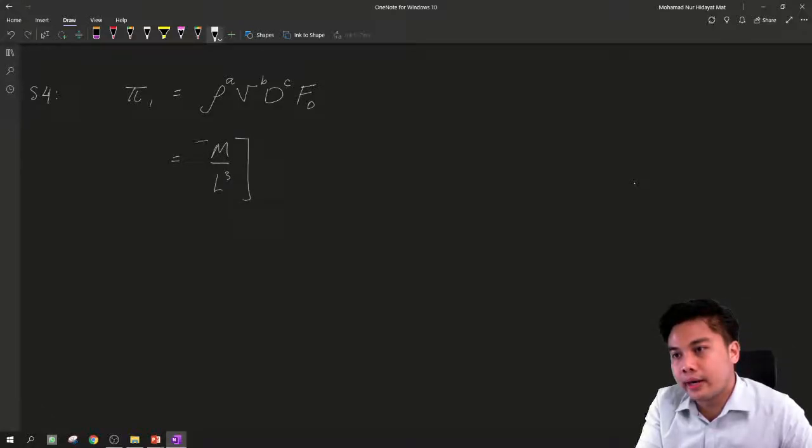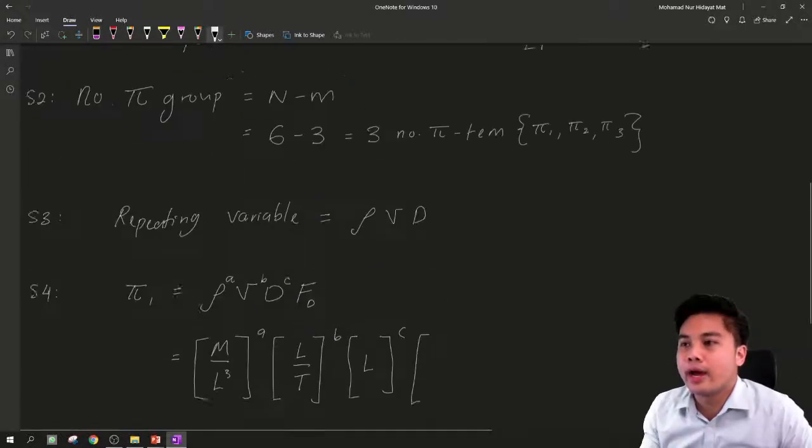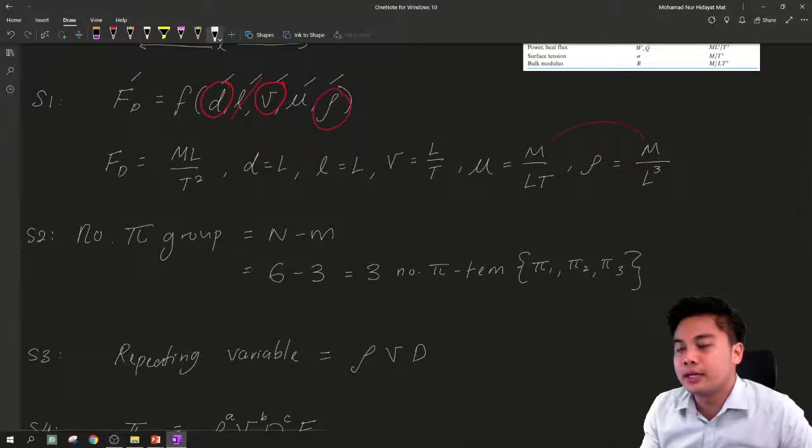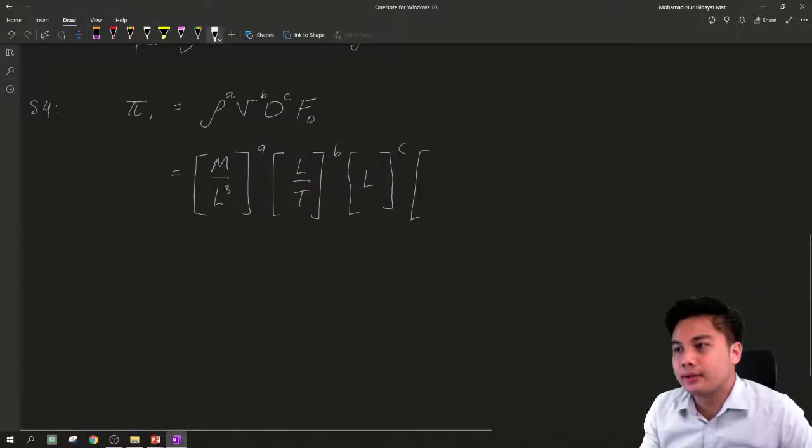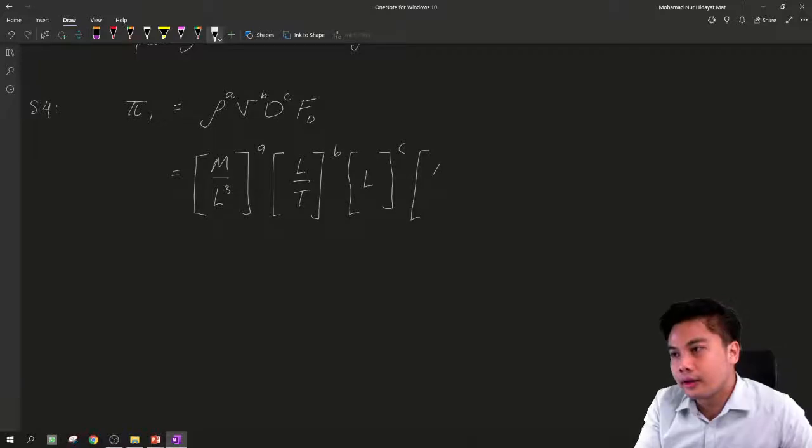This is in brackets, to the power of a. And then velocity here is l over t, because length over time, which is to the power of b. And then our d here is l, which is to the power of c. And lastly, our F here, the friction drag force, is m l over t squared.